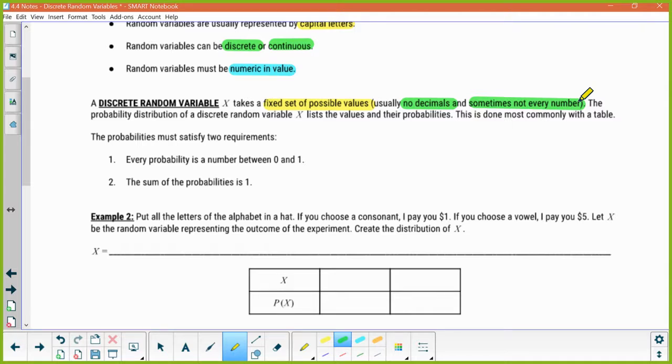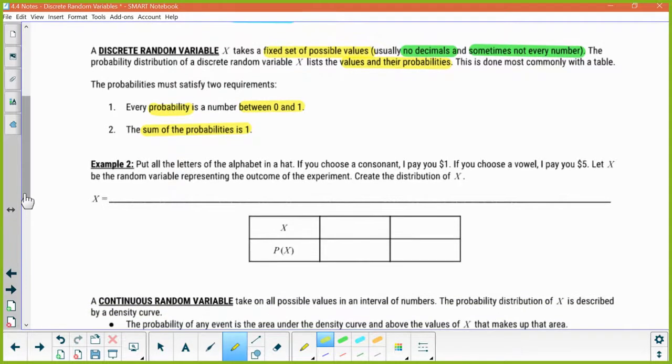The probability distribution of a discrete random variable lists the values and their probabilities, which is what we just built for our 3 coin tosses. And it's done most commonly with a table, like we saw. And again, satisfying 2 requirements. Every probability has to be between 0 and 1, and the sum of the probabilities has to be 1. Same probability rules apply as they did with our basic probability rules from the first half of Unit 4.